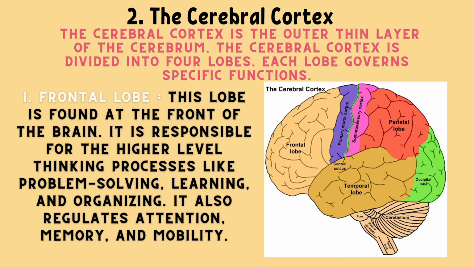The first one is the frontal lobe. This lobe is found at the front of the brain. It is responsible for higher level thinking processes like problem solving, learning, and organizing. It also regulates attention, memory, and mobility. As seen in the diagram, the frontal lobe has the color of light brown.